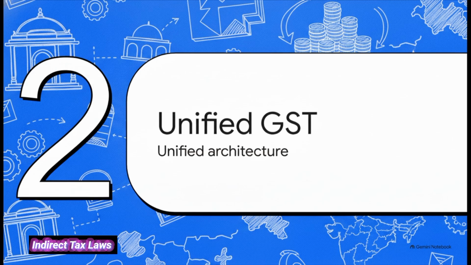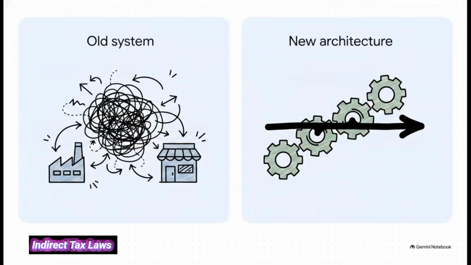Section 2. The Unified GST Architecture. It's wild to look at the night and day contrast between the old and the new setups. Pre-GST was just a completely tangled web. You had multiple taxable events happening all over the place. Central excise for manufacturing, state VAT for selling, service tax for providing services, and all of them had these restricted, fragmented credits. You couldn't easily offset one against the other.